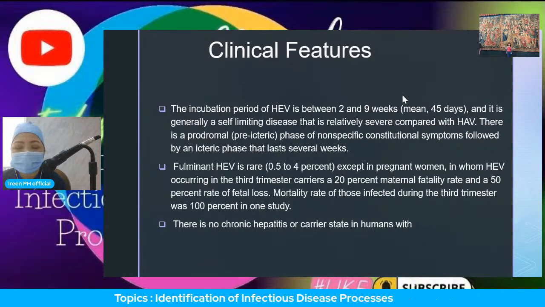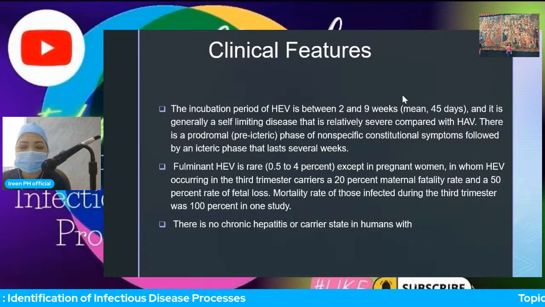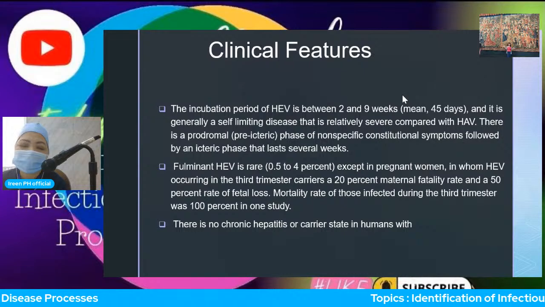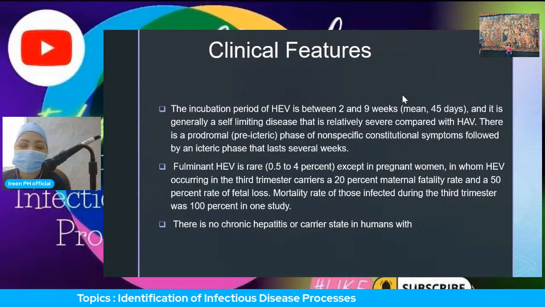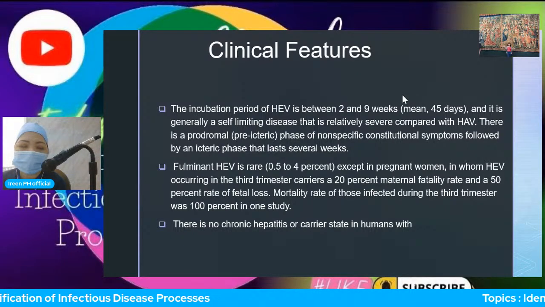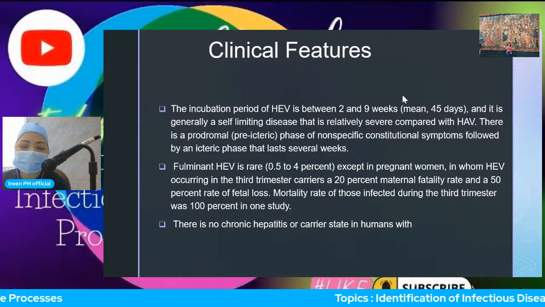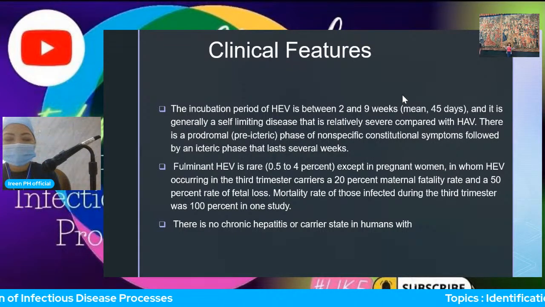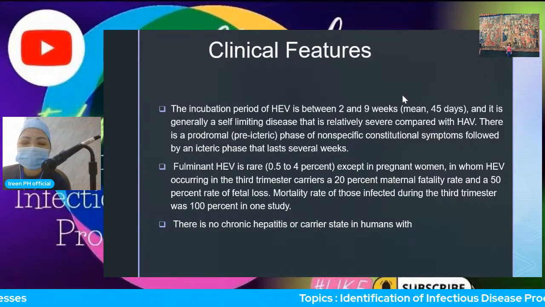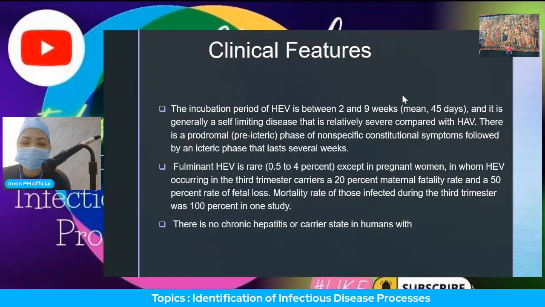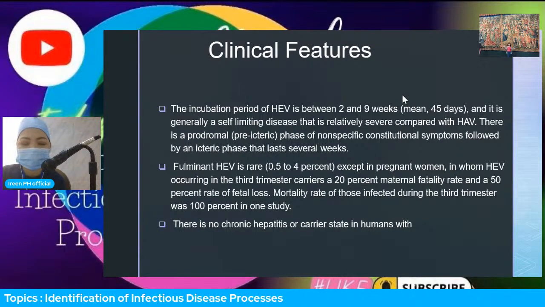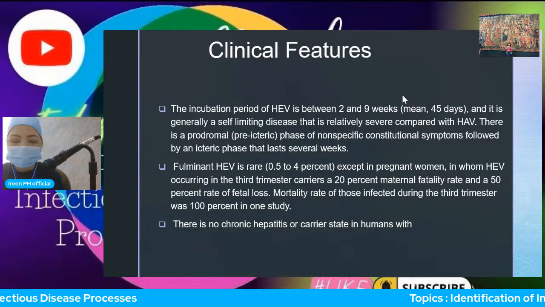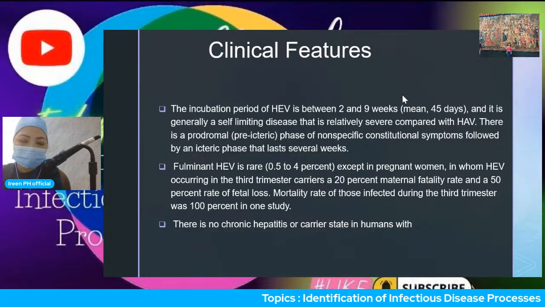There is a prodromal pre-icteric phase of non-specific constitutional symptoms, followed by an icteric phase that lasts several weeks. Fulminant hepatitis is rare, 0.5 to 4%, except in pregnant women. In the third trimester it occurs in 20%, with a maternal fatality rate of 50% and fetal loss. There is no chronic hepatitis or carrier state in humans.